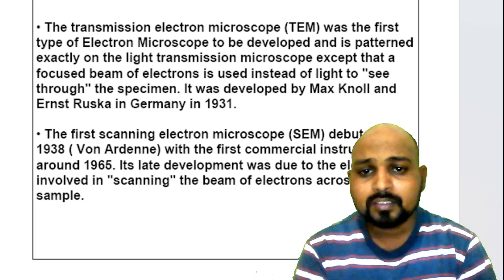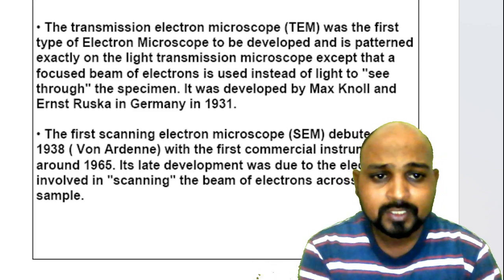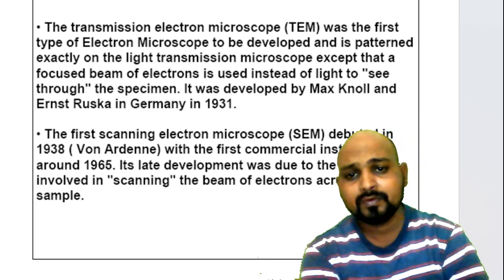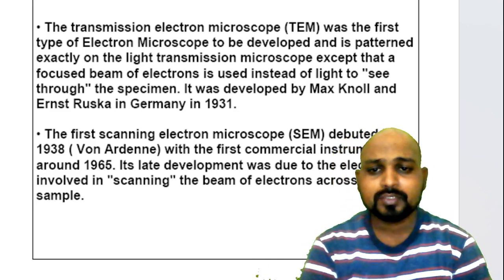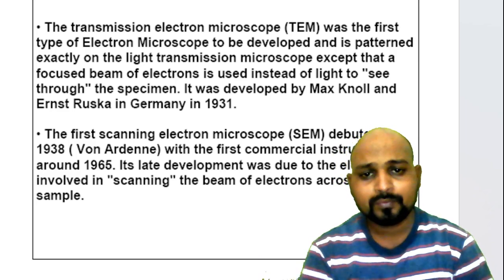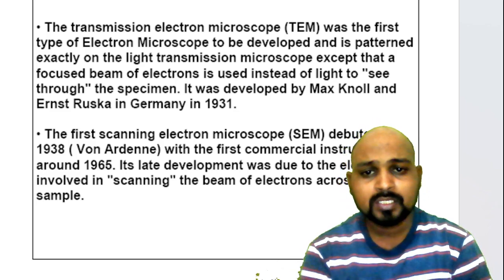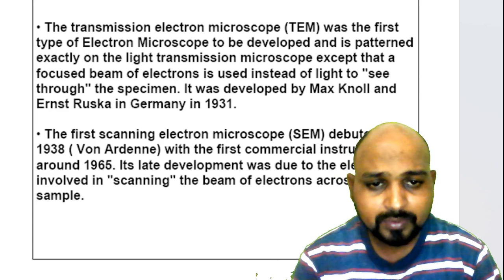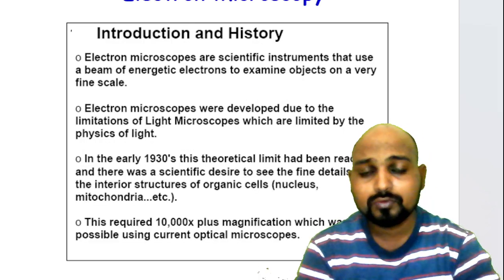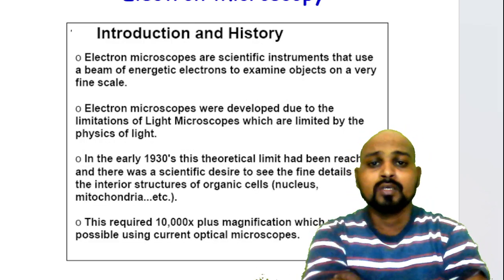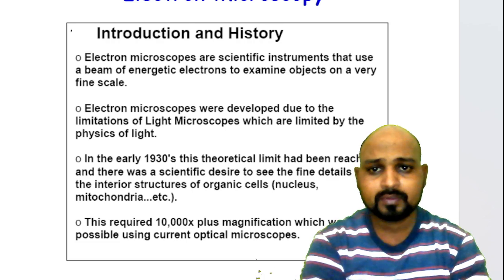Second, the first scanning electron microscope, that is SEM, debuted in 1938, by Manfred von Ardenne, with the first commercial instrument around 1965. Its late development was due to the electronics involved in scanning the beam of electrons across the sample. Next we are going to move to electron microscopy, when it started and its history.